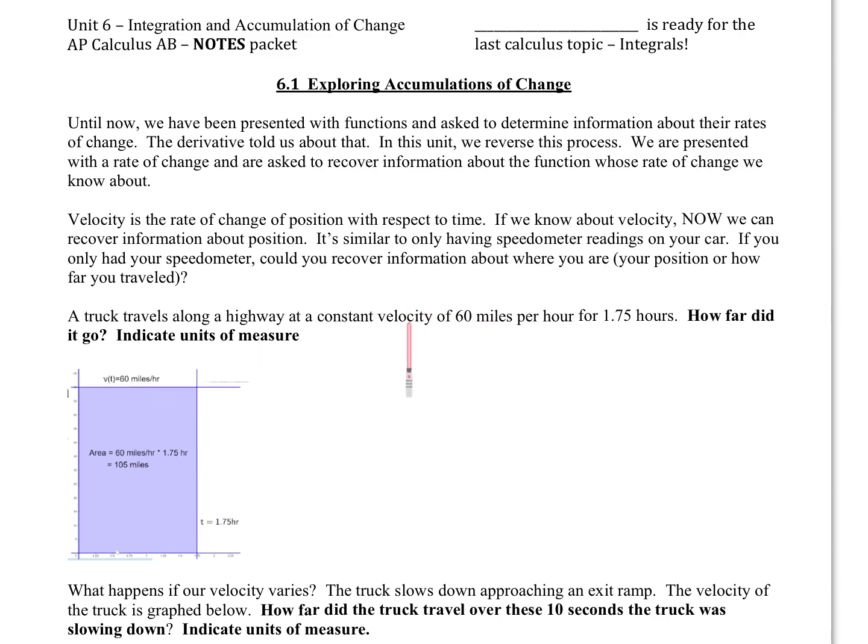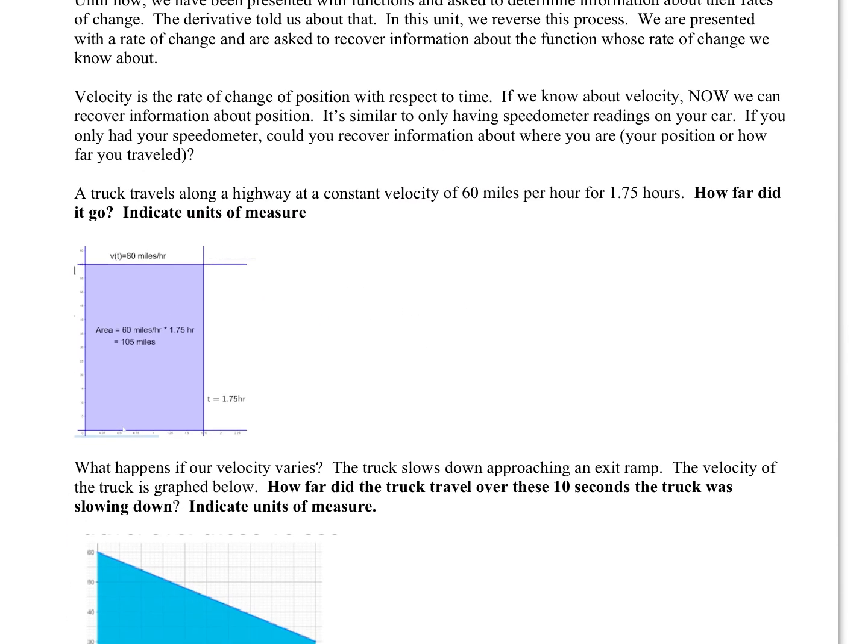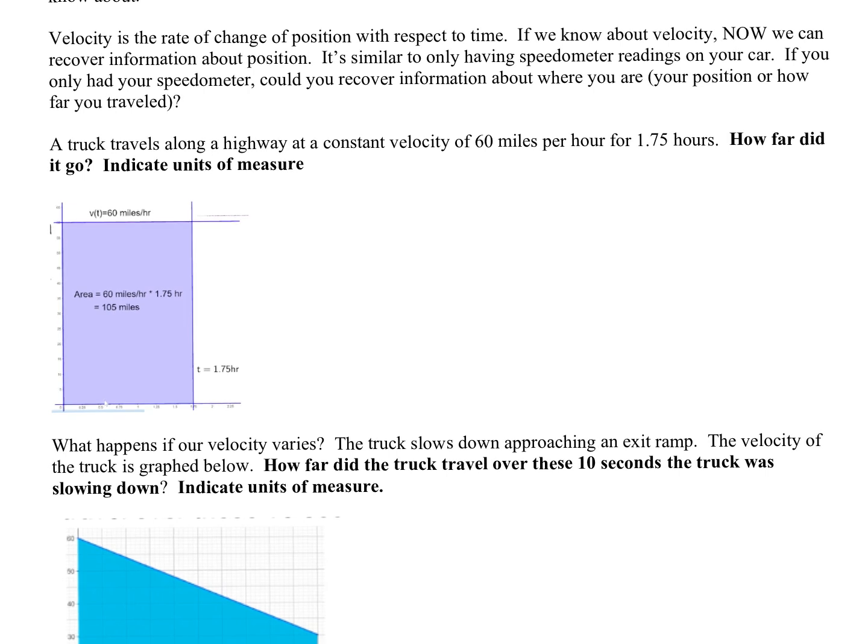What I want to start with is a truck travels along a highway at a constant velocity of 60 miles per hour. And they do that for 1.75 hours. How far did the truck go? So they gave us the velocity, and if we traveled that same velocity for 1.75 hours, how are we going to figure out how far we went?